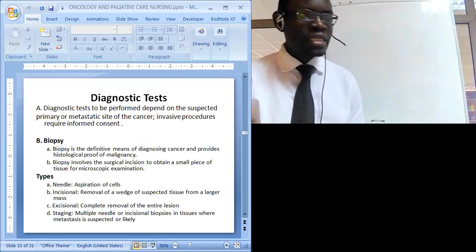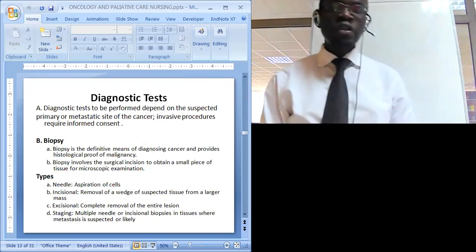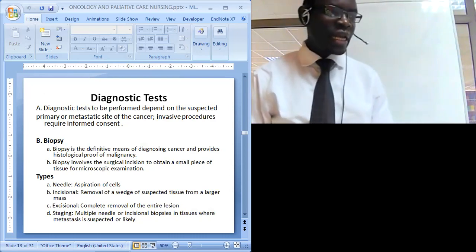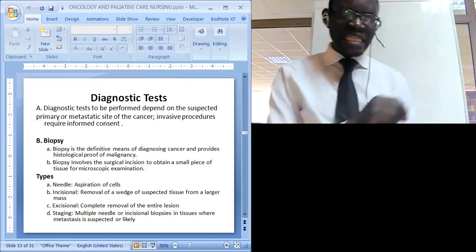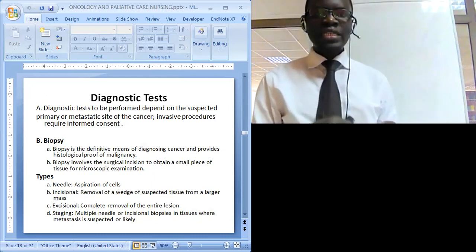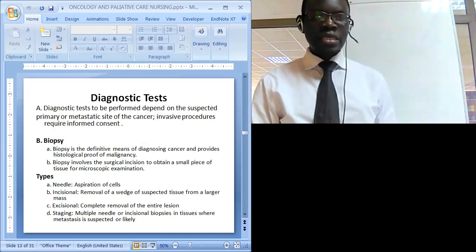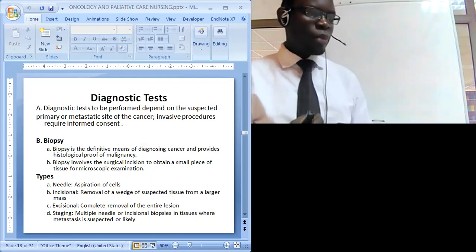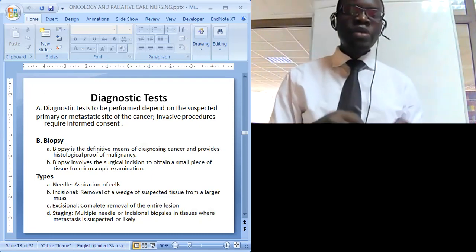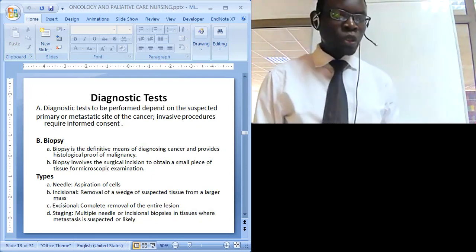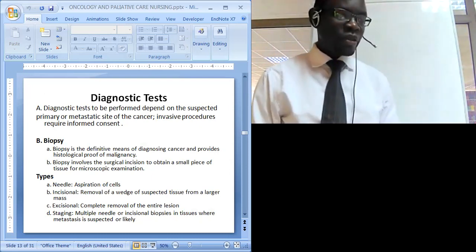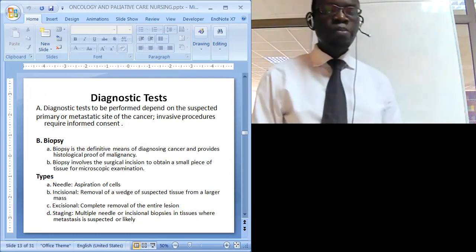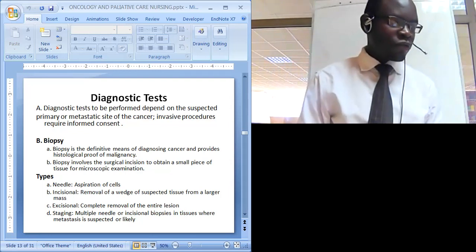So with diagnostic tests, as we said, biopsy is one of the definitive tests that are done, and here they basically take a piece of that tissue that is suspected to be cancerous. And there are types of biopsy. We have fine needle aspiration biopsy, where they aspirate the cells in that area and then later examine them for cancer. Then there is incision biopsy, where they remove a part of suspected tissue from a larger mass.